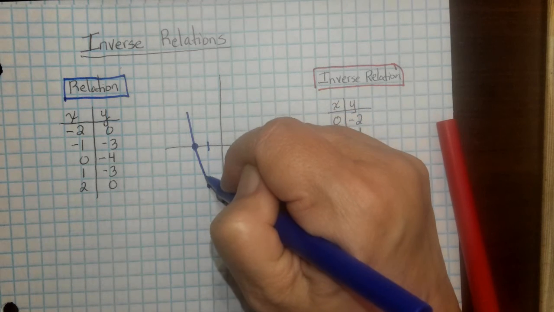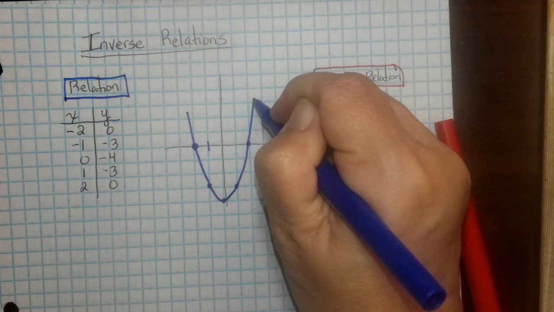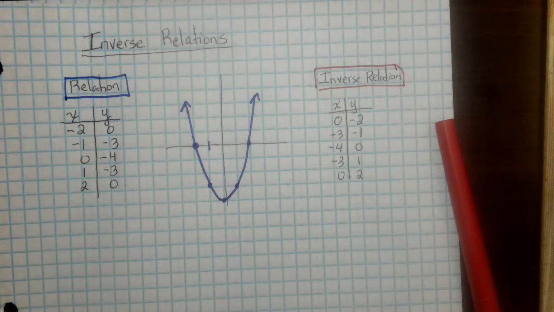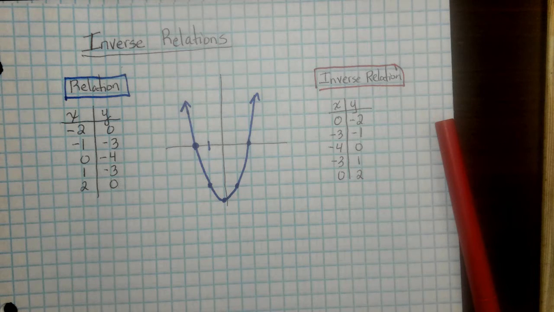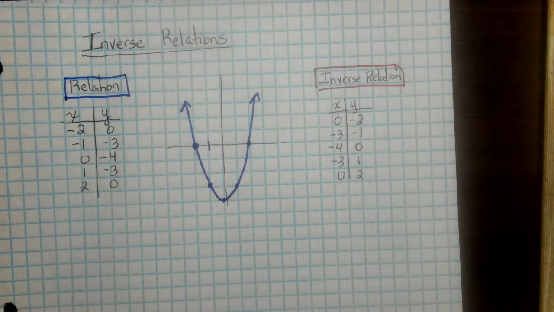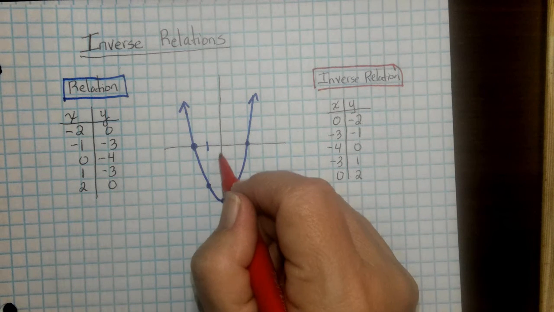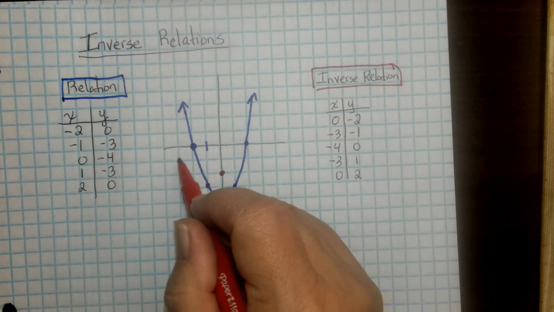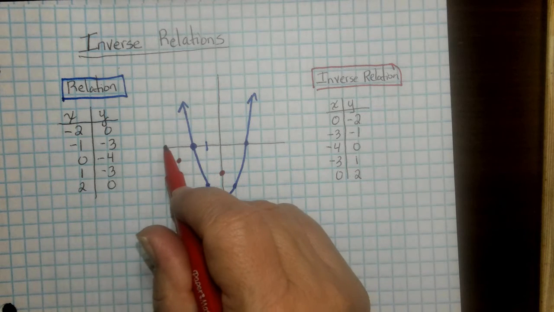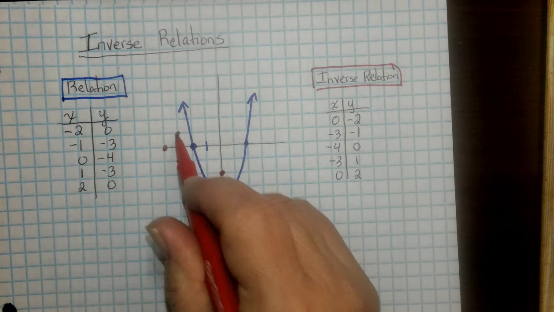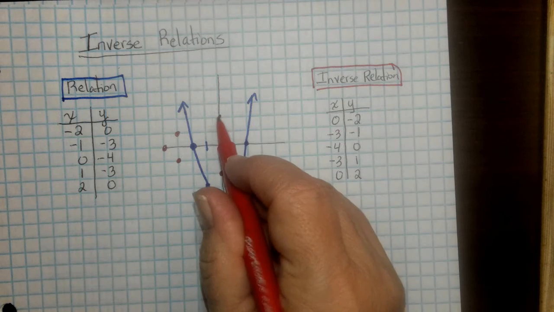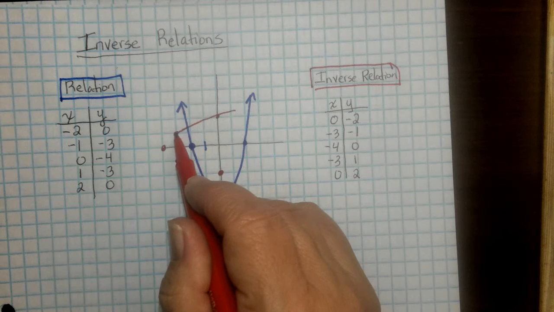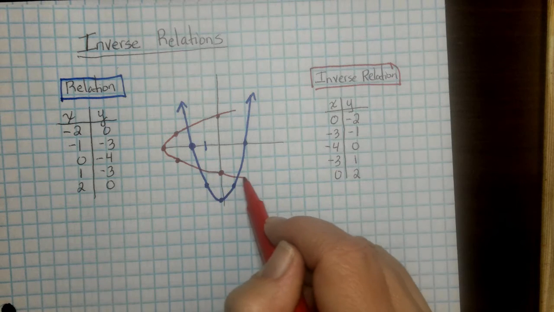So my first relation graphs as a parabola. Alright, now I'm going to graph the ordered pairs for my inverse. So my inverse is at 0, -2, -3, -1, -4, 0, -3, 1, and then 0, 2. My inverse relation is a parabola that is opening to the right.